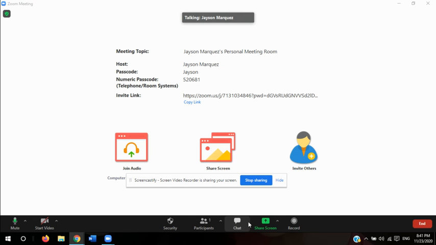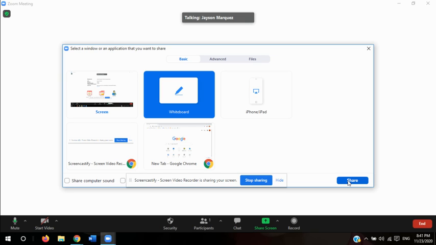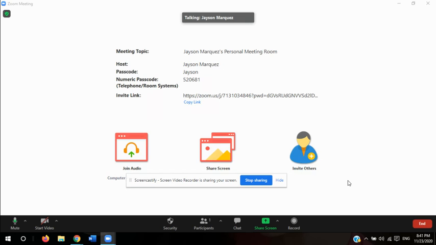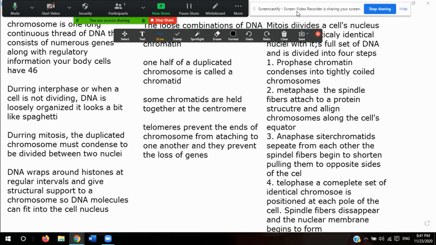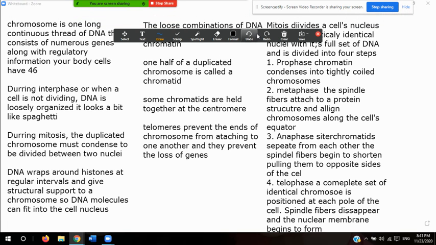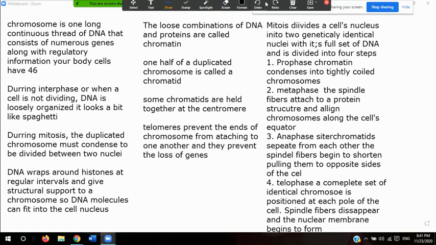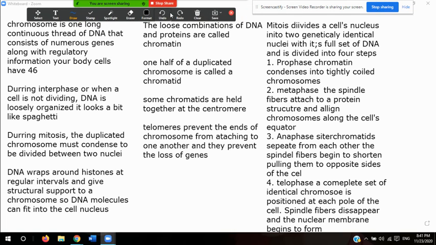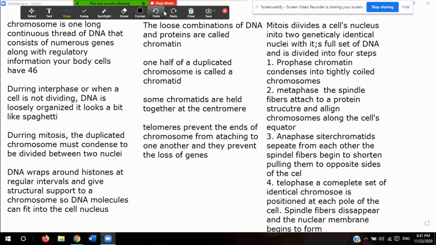Okay, ladies and gentlemen, so let's quickly review section 5.2, which is basically mitosis and interphase. The first thing I'm going to do is review some of the concepts that we discussed in class today. We're going to talk a little bit about chromosomes, and we're also going to talk about interphase and mitosis, okay? So the first thing that we want to go through is chromosomes.